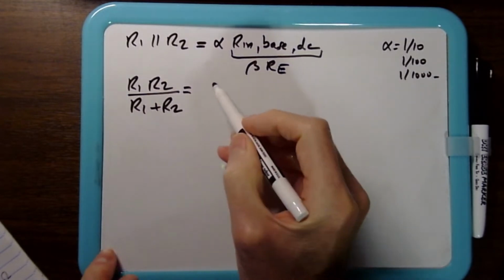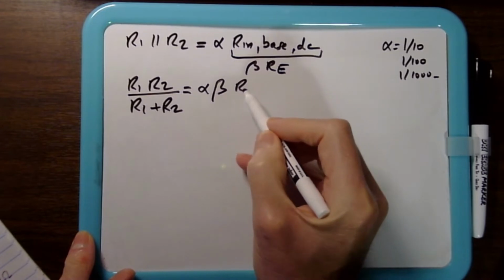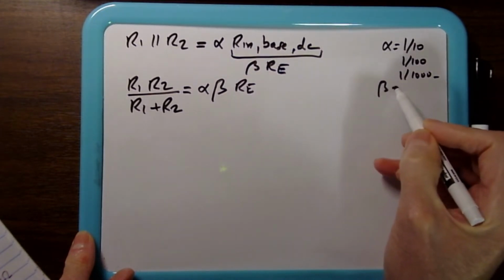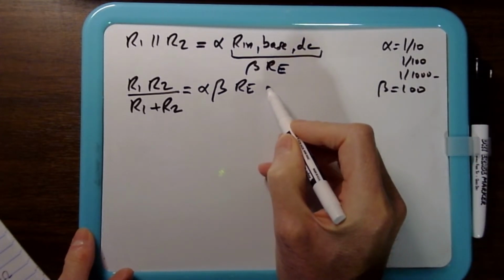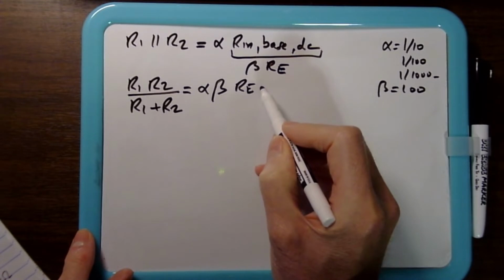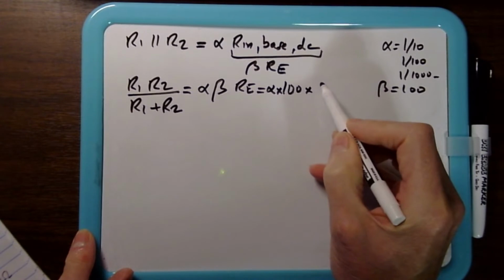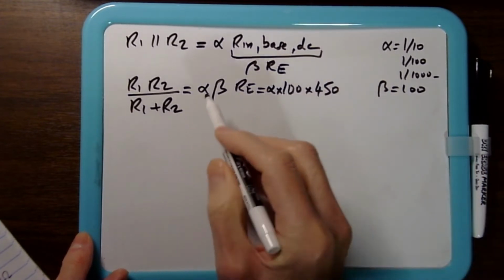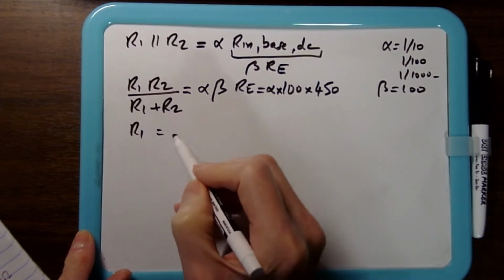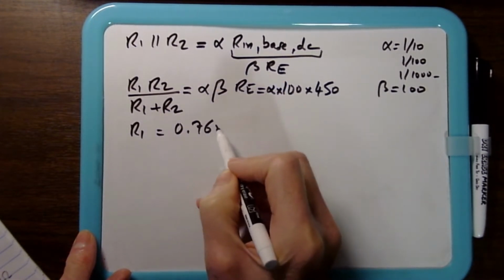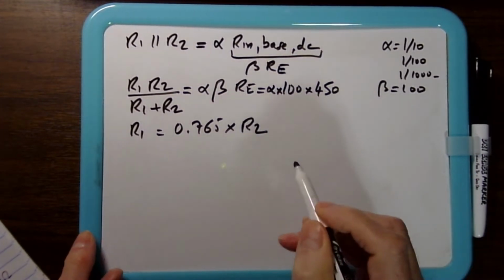Okay, this is R1 parallel with R2, equal to alpha beta RE. Here I'm assuming that beta, the HFE, is equal to 100, and RE, we computed it before, it's 150. So it's equal to alpha times 100 times 450. We also know that R1 is equal to 0.765 times R2, because we computed the ratio before.